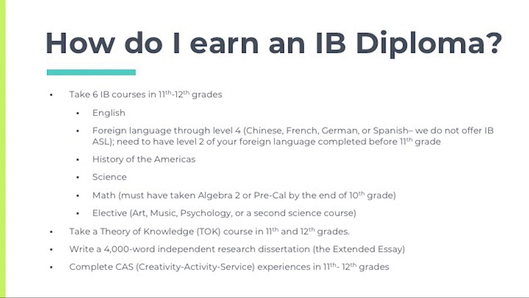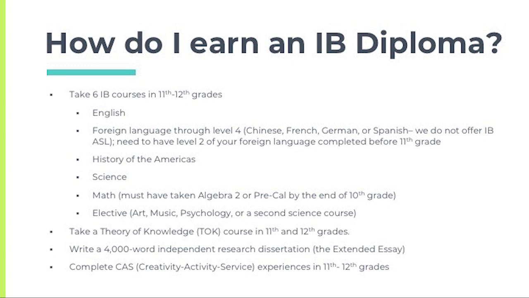So I mentioned the IB diploma. What do you do to earn that? Well, a couple things. You have to take your IB core curriculum, which is a 2-year English class. You have to take a foreign language at least through level 4. Our IB languages are Mandarin Chinese, French, German, or Spanish. We do not offer IB ASL. And you need to have finished level 2 of Chinese, French, German, or Spanish before you start 11th grade.